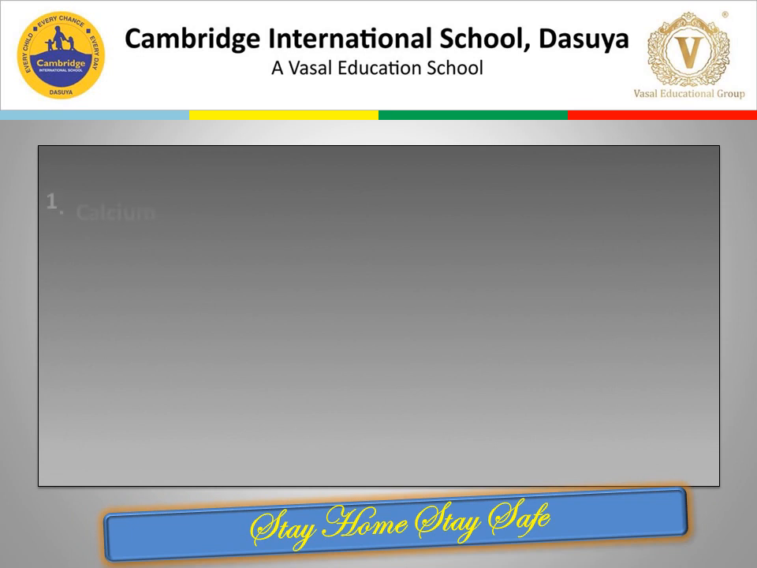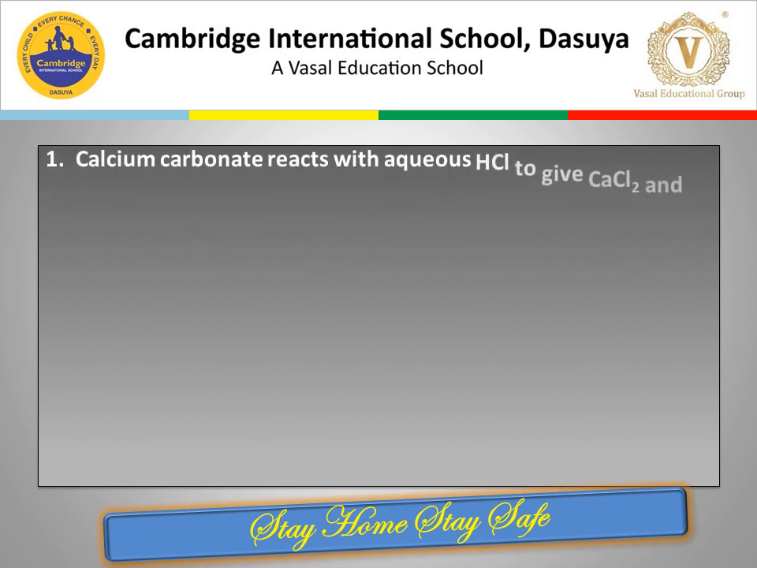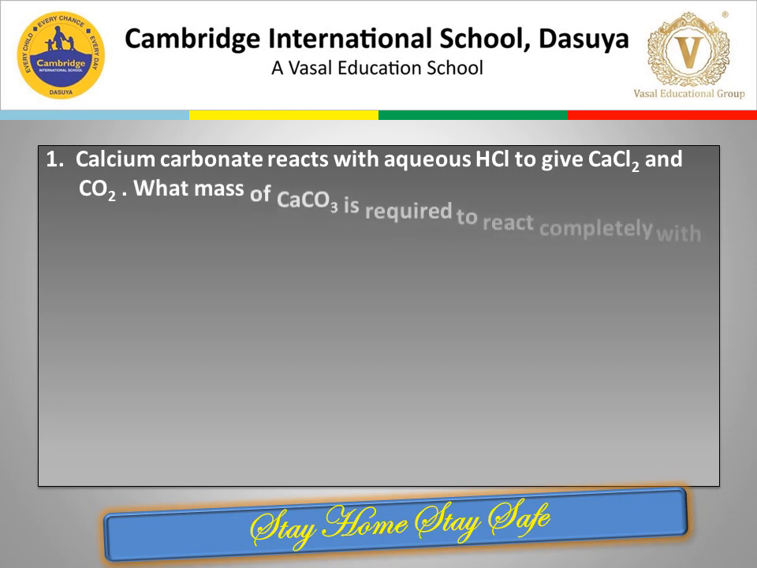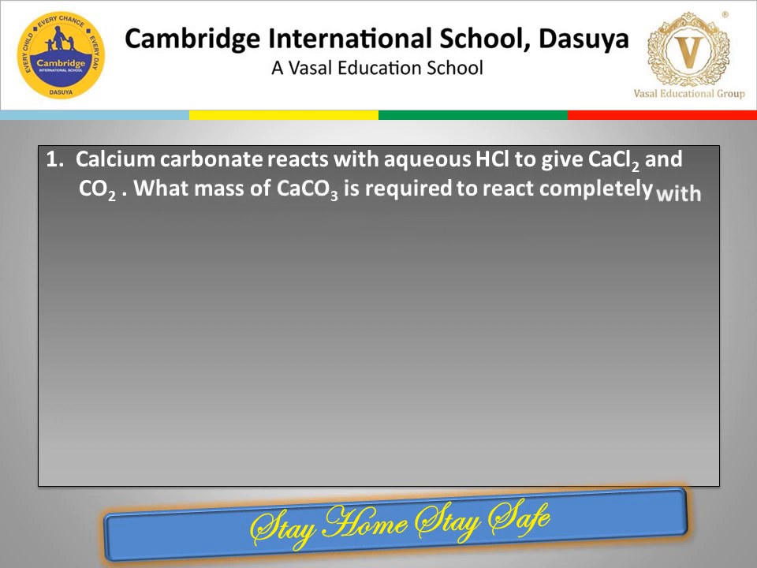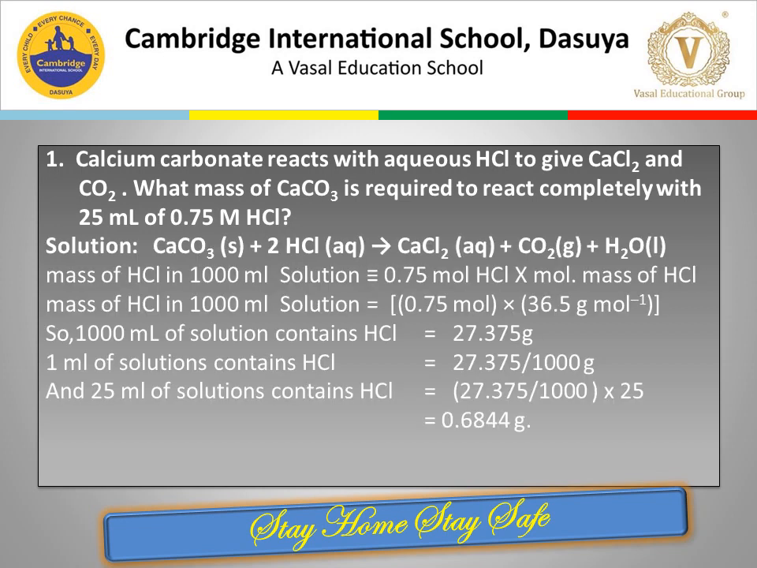Let us solve the question. Calcium carbonate reacts with aqueous HCl to give calcium chloride and carbon dioxide. What mass of calcium carbonate is required to react completely with 25 ml of 0.75 molar HCl? Here we have to derive the relationship between calcium carbonate and HCl. So first of all, we'll write the balanced equation. Calcium carbonate plus 2 HCl gives calcium chloride plus carbon dioxide plus H2O.